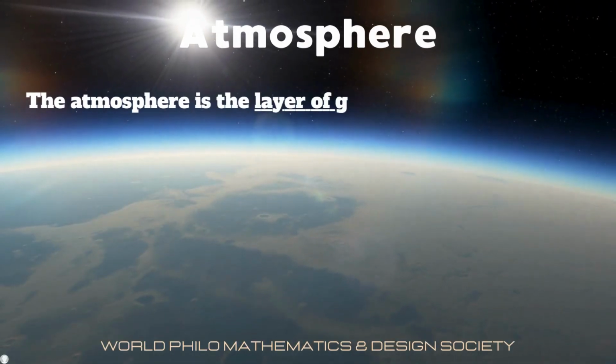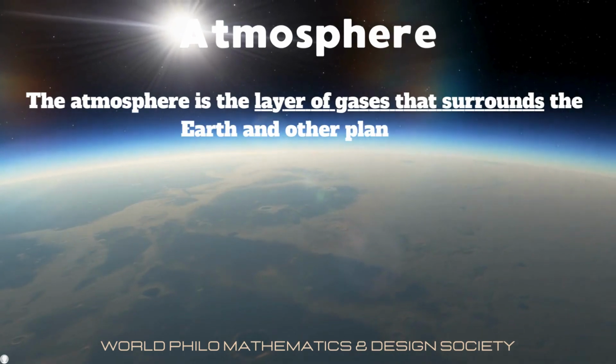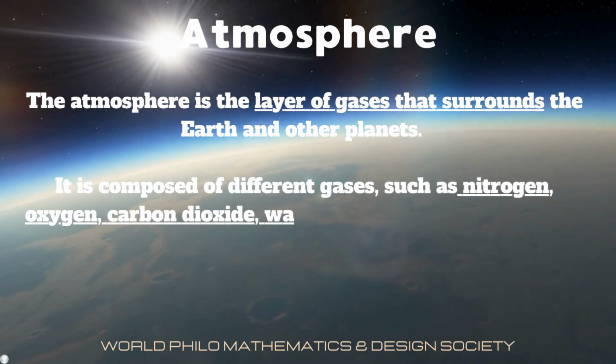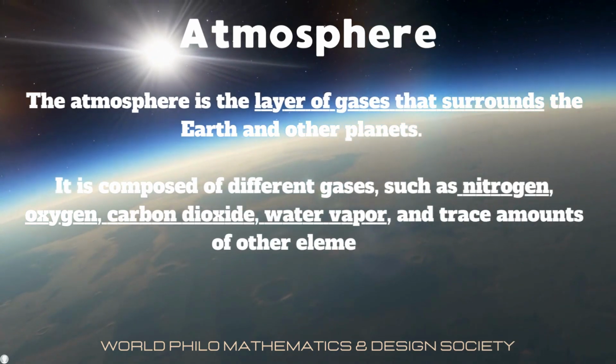The atmosphere is the layer of gases that surrounds the Earth and other planets. It is composed of different gases such as nitrogen, oxygen, carbon dioxide, water vapor, and trace amounts of other elements.